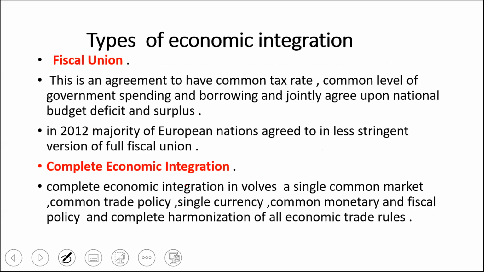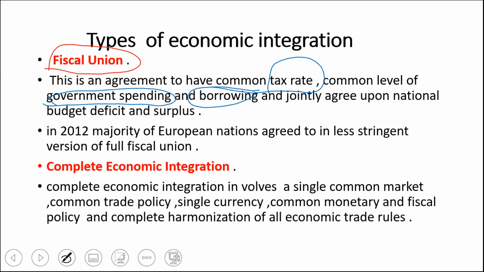Now, what do you mean by fiscal union? Children, put an arrow and write. Fiscal union means agreement, common agreement relating to tax rate, common level of government spending, and borrowing. Fiscal union means there is agreement regarding 3 points. Point number 1, taxation. Point number 2, public expenditure. Point number 3, borrowing. Take down the points.